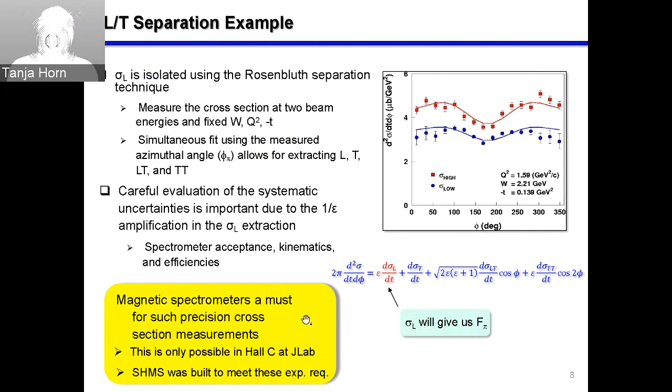And so that's essentially why magnetic spectrometers are a must for such precision cross-section measurements as needed for the pion form factor. And as it turns out, this is something that can be done very well in Hall C, where the SHMS, the Super High Momentum Spectrometer, was built to meet these requirements.